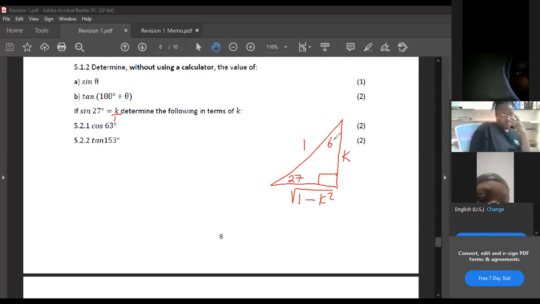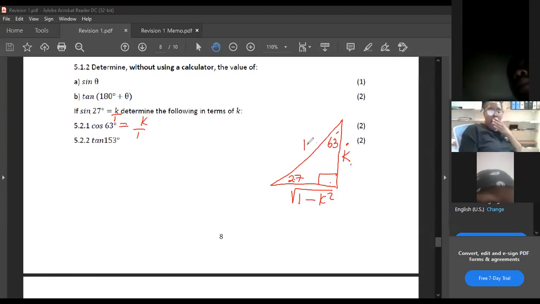That means this is 63, the angle here. So if I'm asked to find cos 63, cos 63 is adjacent, because now if I'm looking at it from this angle, that means k is below the angle. It's adjacent over hypotenuse, so this will be equal to k over 1. So I drew the right angle triangle. This is 90. If 27 is here, sine 27 is opposite over hypotenuse. Then if 63 is here, cos 63 is adjacent over hypotenuse, which is k over 1.